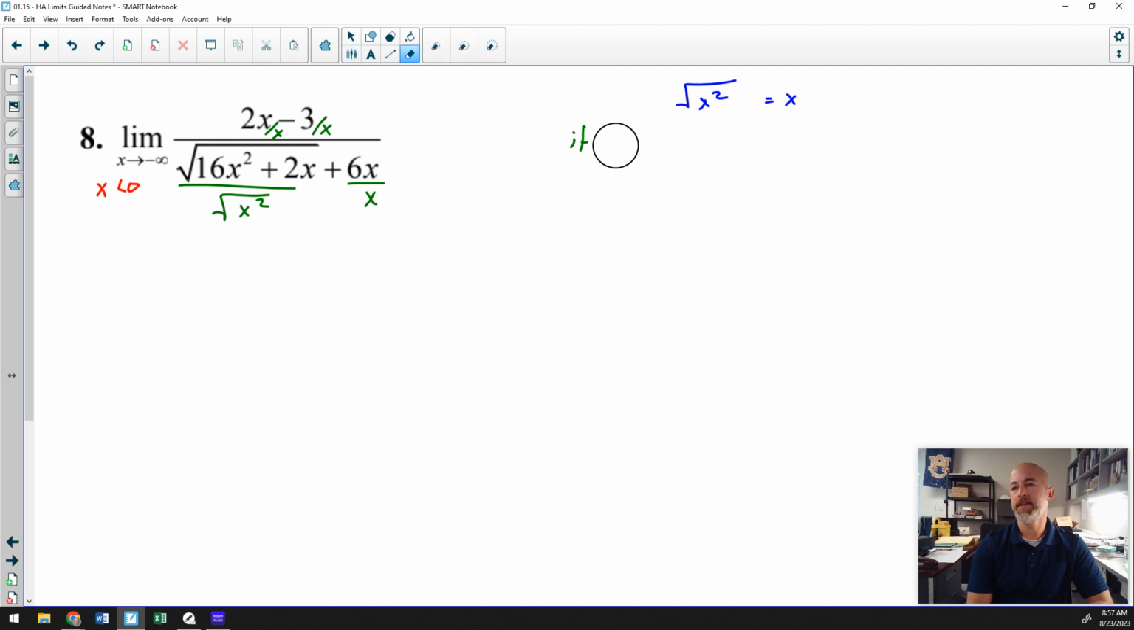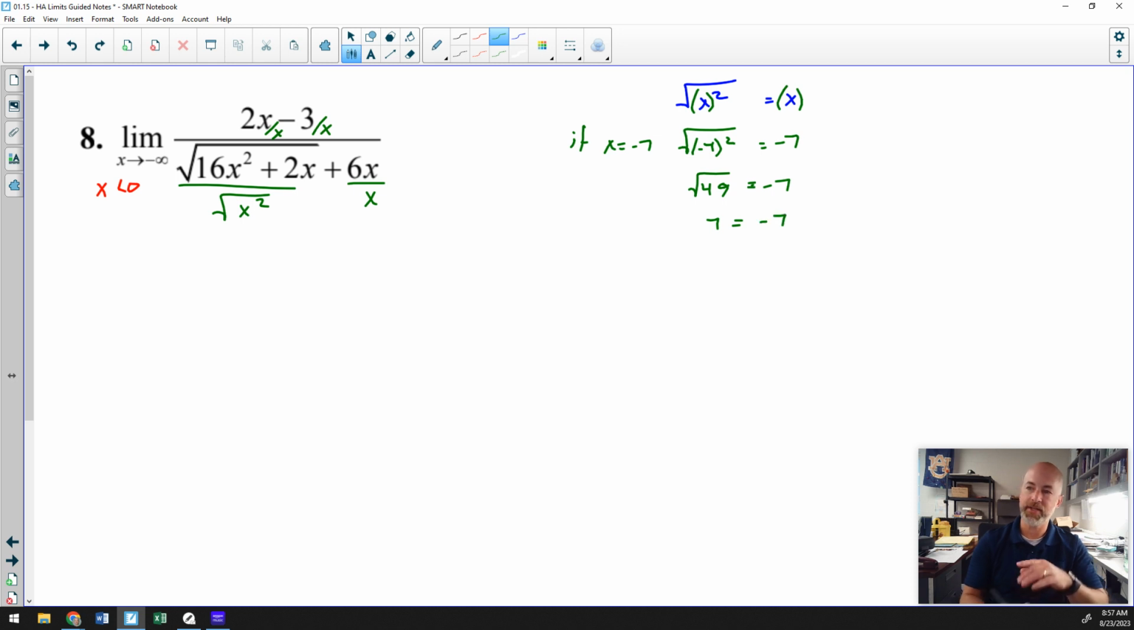If x is negative 7, then when I substitute negative 7 for both of these x's, I get the square root of negative 7 squared is equal to, and I'll replace that x with a negative 7, and this ends up with the square root of 49 is equal to negative 7, and that's just not true, is it? We get 7 equals negative 7, and that's not true. So when we are dealing with negative x's, so if x is less than 0, we tweak this property.